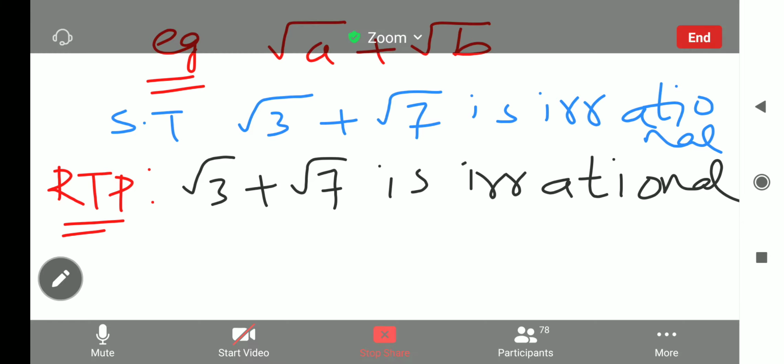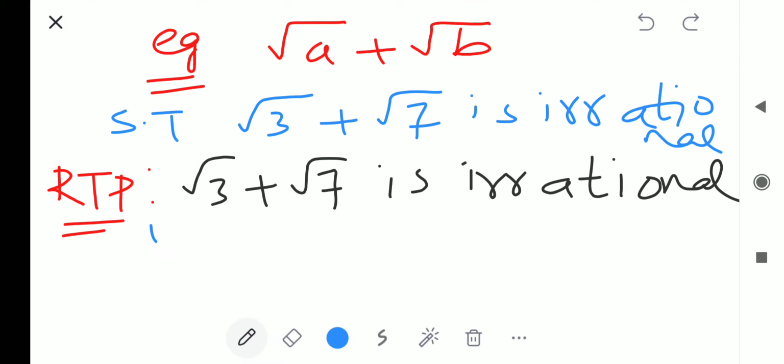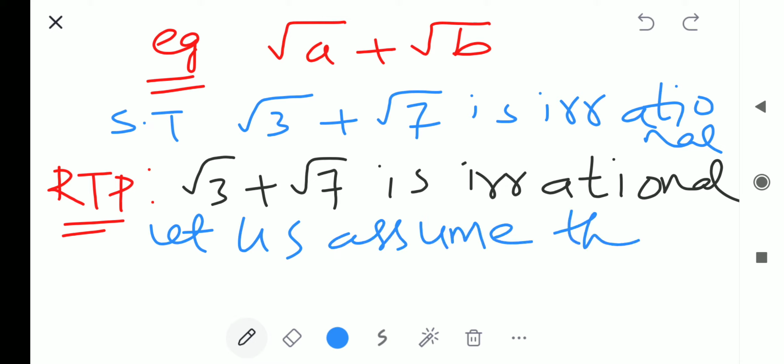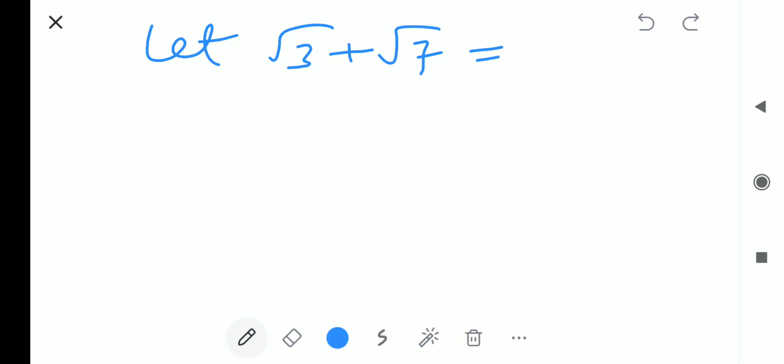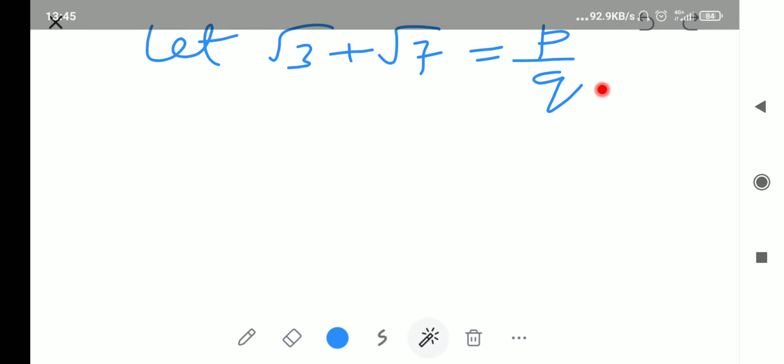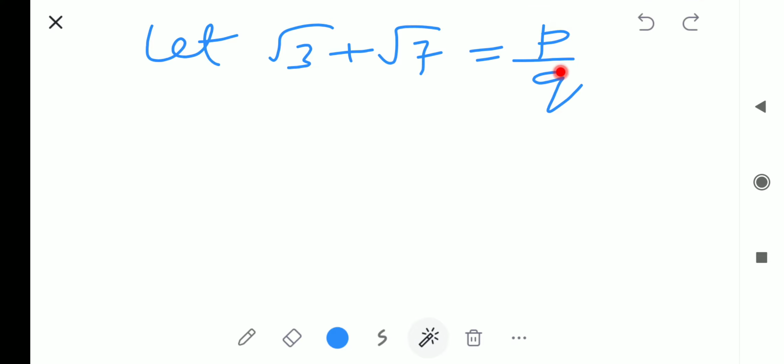So let us assume that root 3 plus root 7 is rational. So when root 3 plus root 7 is assumed as a rational number, I can write root 3 plus root 7 as p by q or a by b, whichever you want to take. In p by q, q is not equal to 0. Both numerator p and denominator q must be integers.